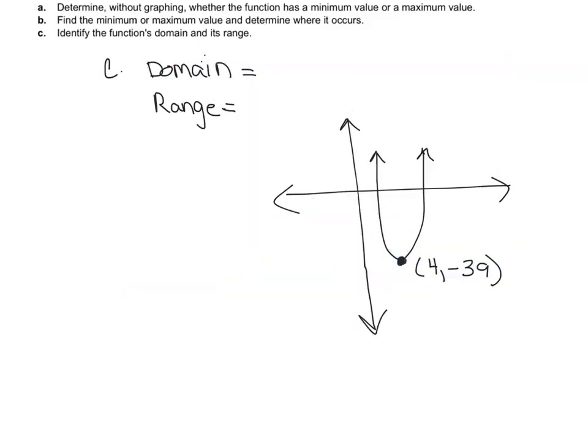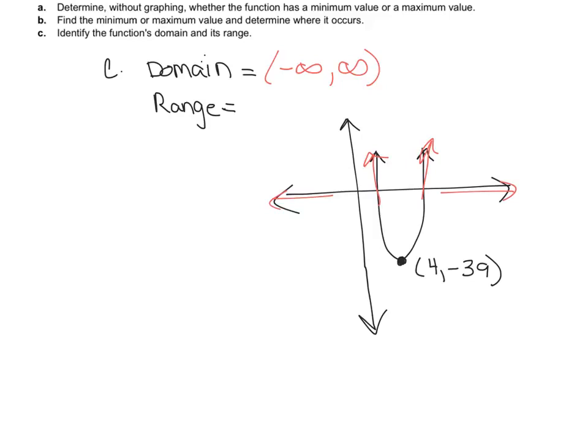Part C asks us to identify the function's domain and range. Here I just drew a quick sketch of what our parabola could look like. We know it opens up, and we have a vertex of (4, negative 39). Now the domain is the set of all x values. So the ends of our graph are going to keep on going out, and eventually hit all of the x values. So the domain is negative infinity to positive infinity.